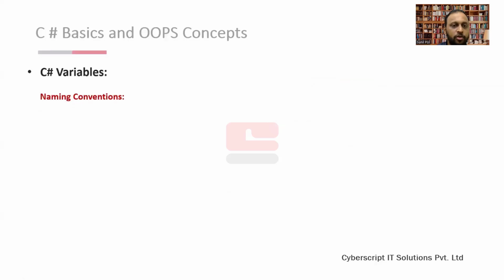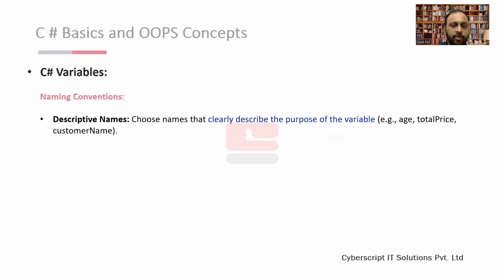Developers also need to follow some naming conventions whenever they want to declare variable names, function names, and classes. First, descriptive names. Choose names that clearly describe the purpose of the variable, like age, total price, customer name. So a developer has to use descriptive names instead of short names.